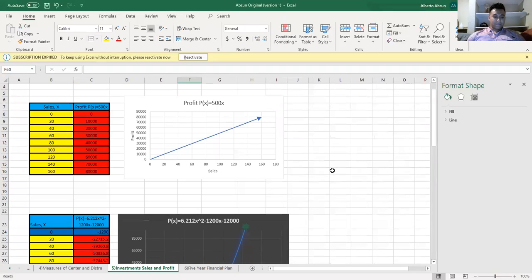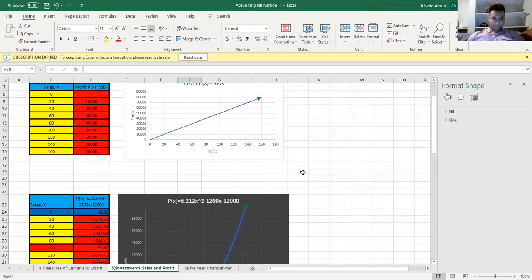Scenario 5, investments and sales and profit. So here we got basic sales and profit. We have a formula of 500, which means that each flamethrower costs $500. So 20 sales, we made $10,000. And as you can see, our profit is going up based on our sales.